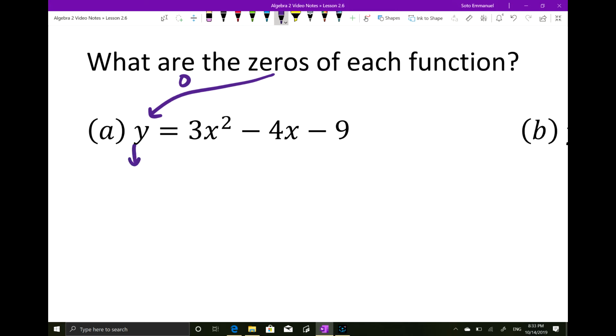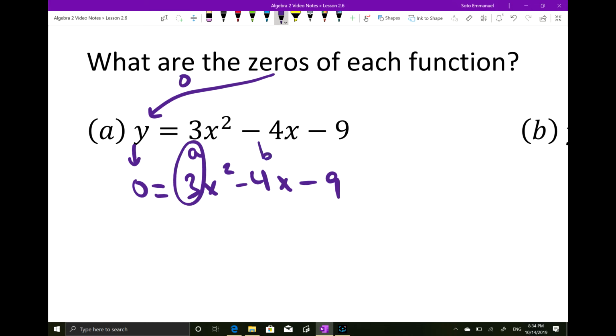So y is going to equal 0. So we got 3x squared minus 4x minus 9, and we got 0 on one side. In order to use the quadratic formula, you have to have 0 on one side. If you don't, then you've got to force it to be 0. All right, so now a is 3, b is negative 4, c is negative 9.